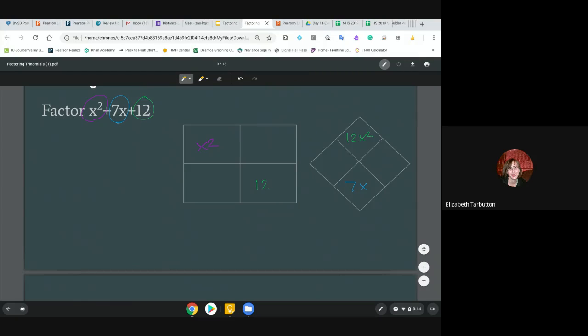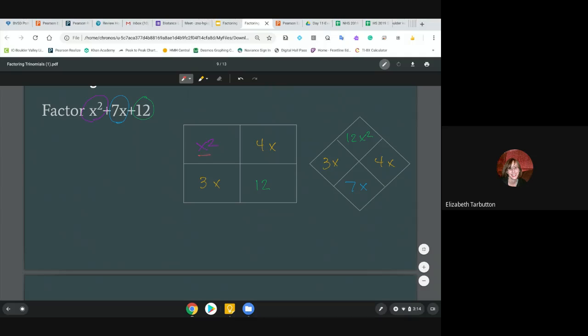What multiplies to 12 and adds to 7? And that's 3x and 4x. And we put those in our empty spaces in our box. So that's like our solution that we were getting from our multiplying. But now we need to figure out what it was that we were multiplying by pulling out a GCF.